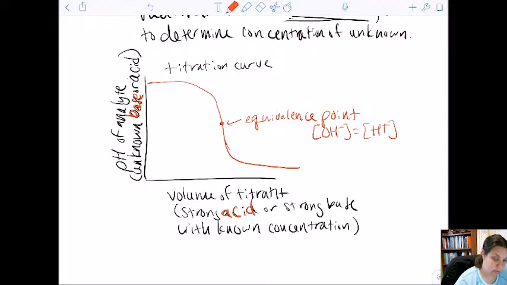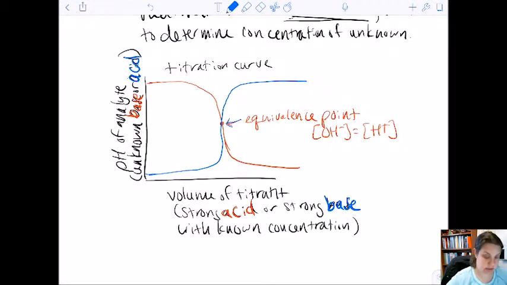Okay. We can do it the other way. We can have a base titrant and an acid analyte. So in that case, since we're looking at the pH of our analyte, we're going to start out low, and we're going to increase until we reach our equivalence point. Okay?